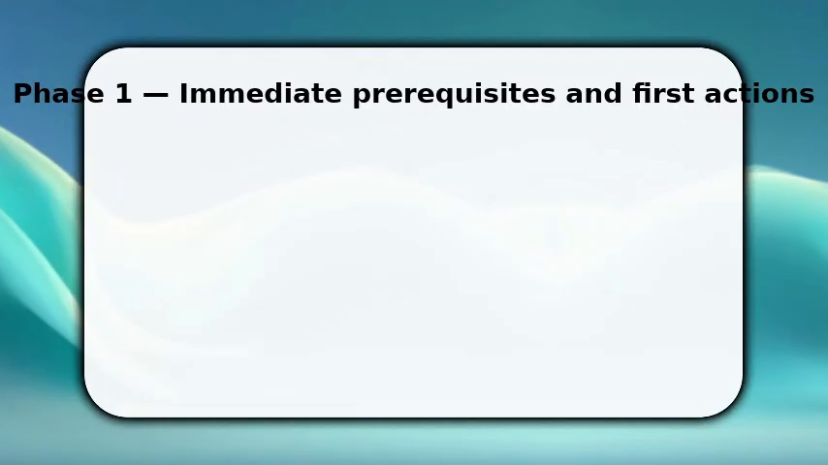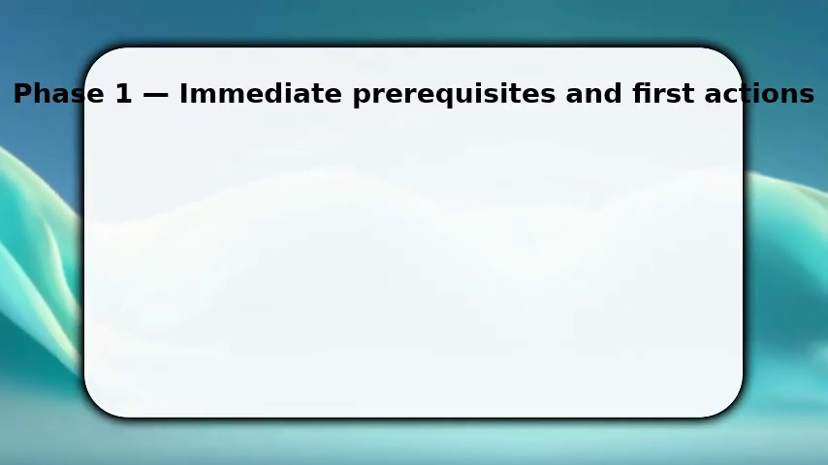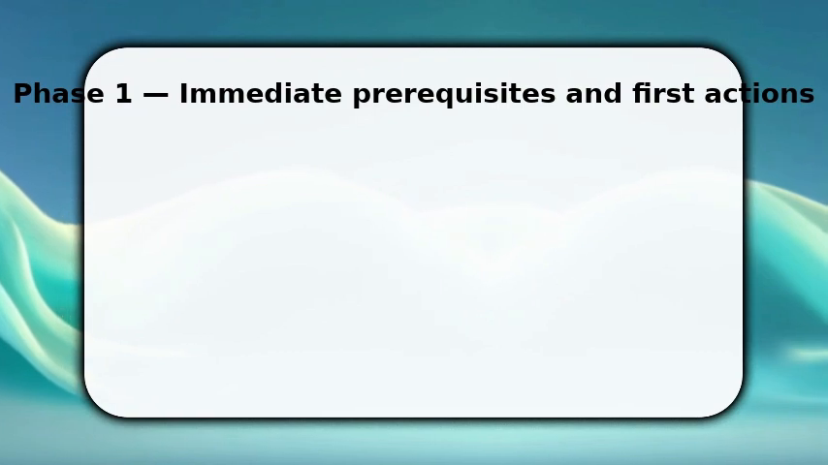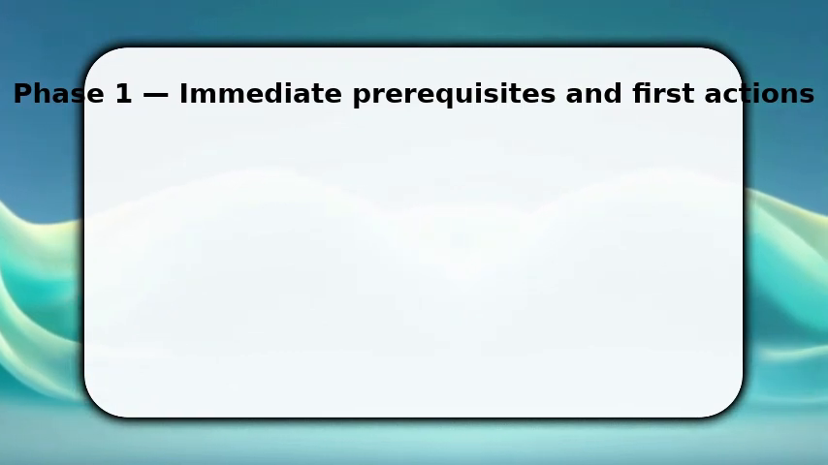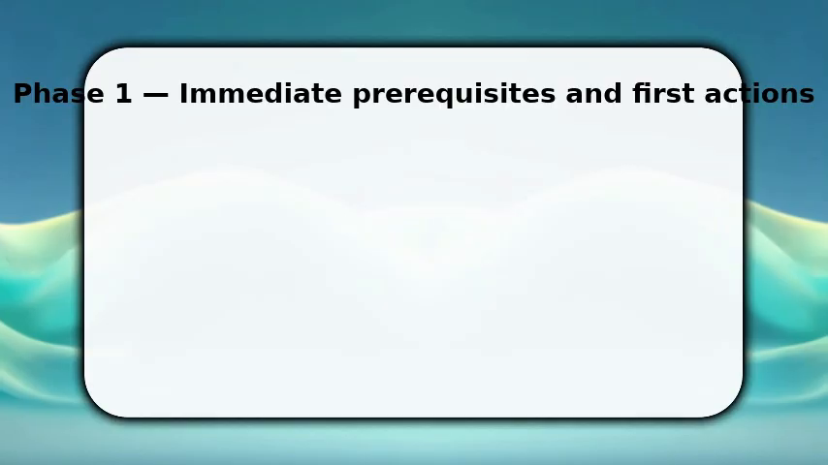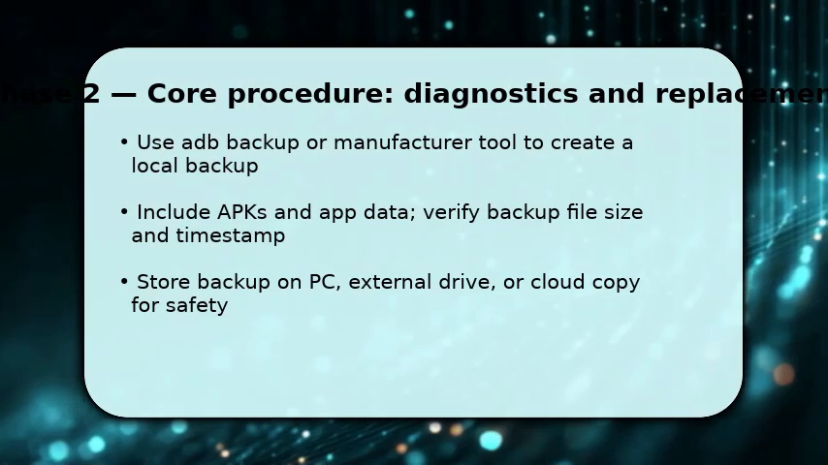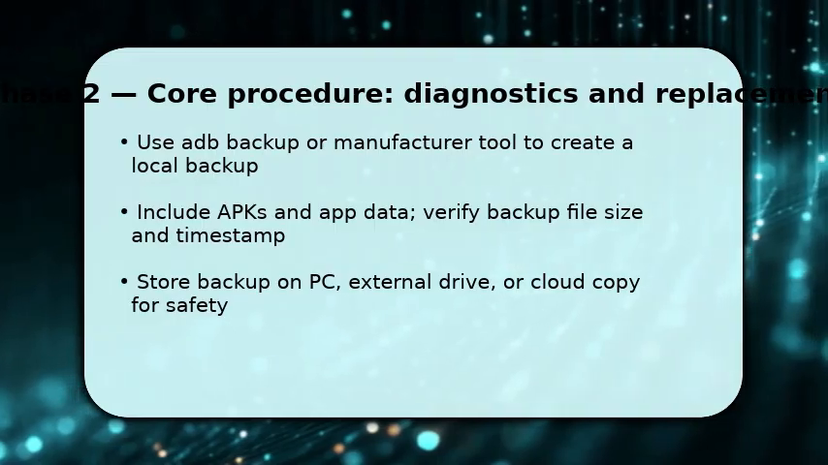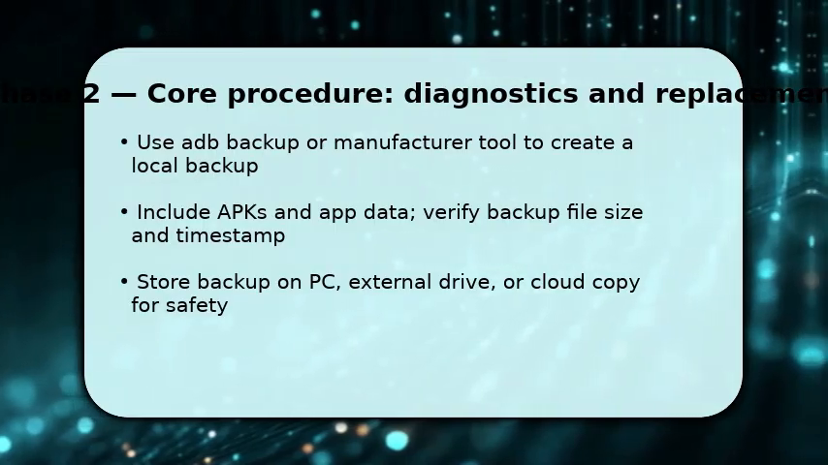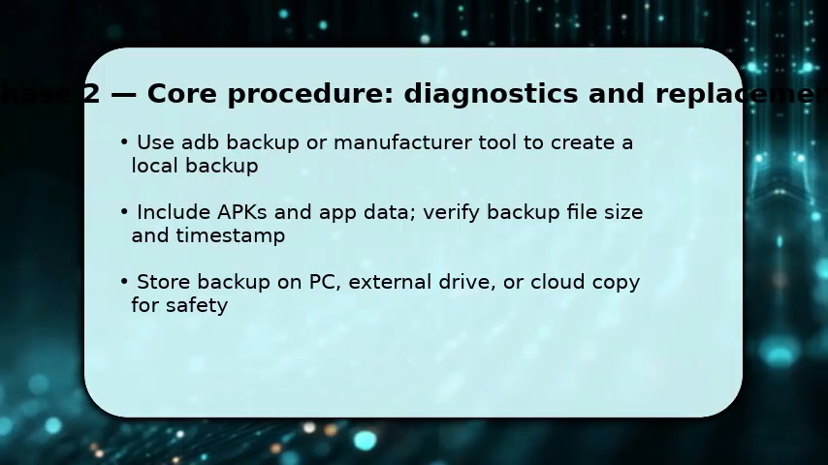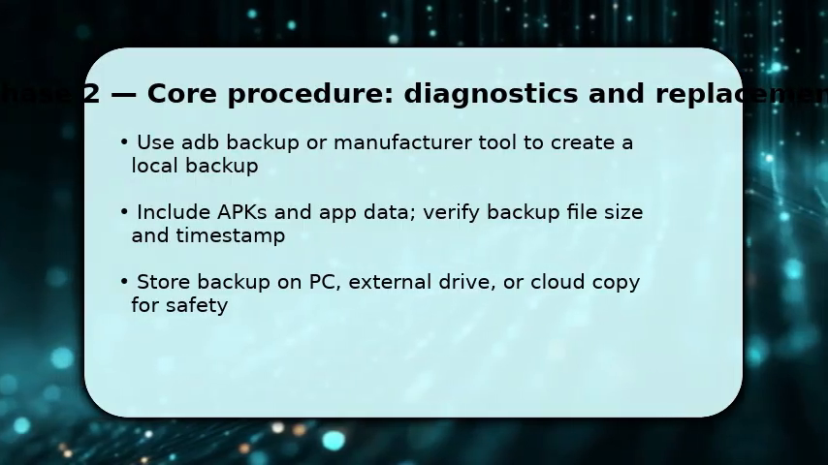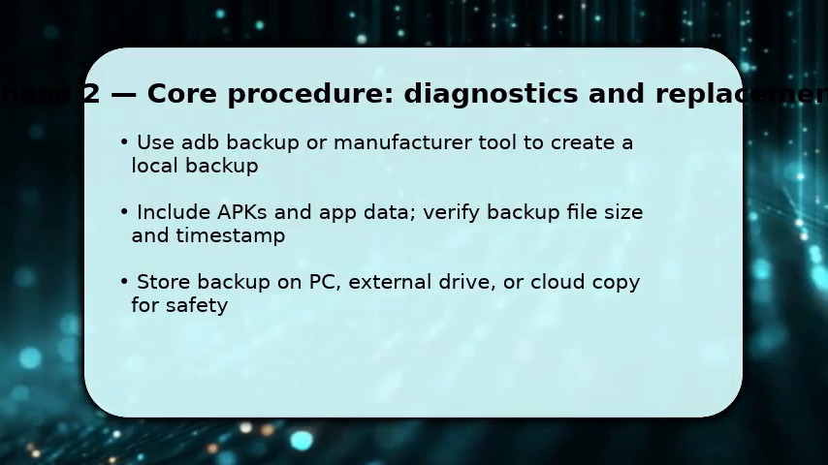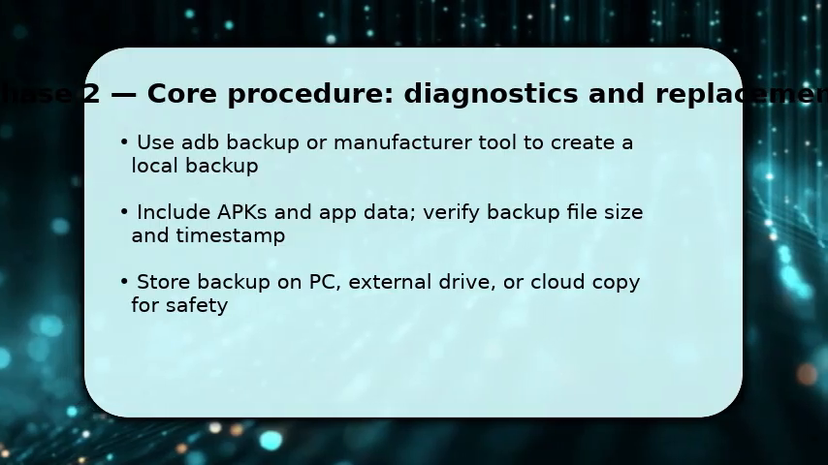You'll use a PC or a cable for the one reliable method, so have your USB cable and a computer ready now. You now perform a full local backup using a DB backup or the phone maker's migration tool. This is the only way to reliably move app data across arbitrary Android devices. Include APKs and app data when creating the backup, because Play Store reinstall alone won't restore private files.